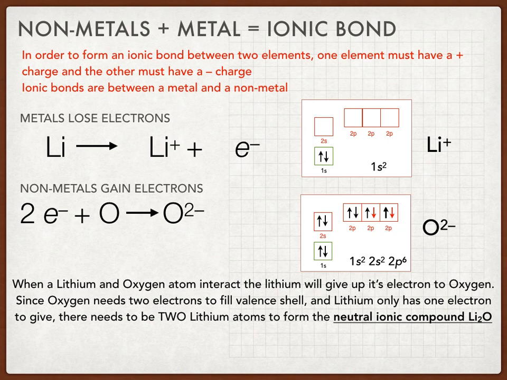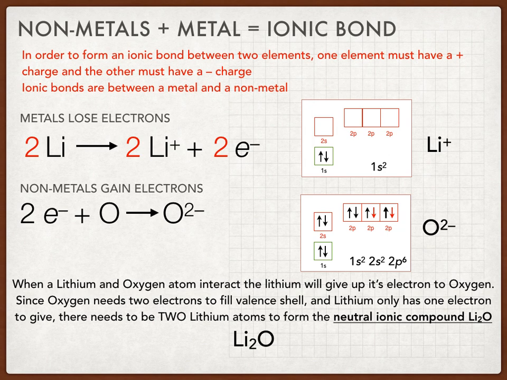Since oxygen needs 2 electrons to fill its valence shell, and lithium only has 1 electron to give, there needs to be 2 lithium atoms to form the neutral ionic compound Li subscript 2O. All right, so you'll notice here I put 2, so now 2 lithium atoms give up 2 electrons, right? Those 2 electrons are going to be given to oxygen. And overall, it's going to form the compound Li2O.